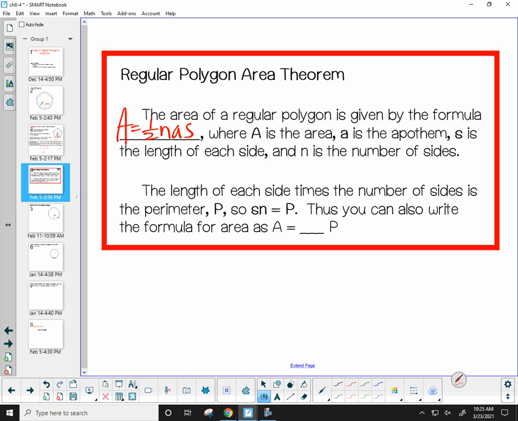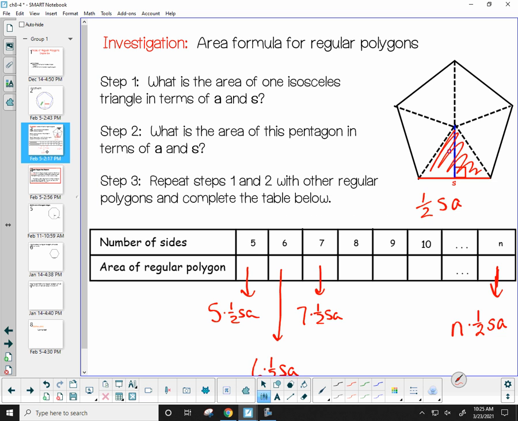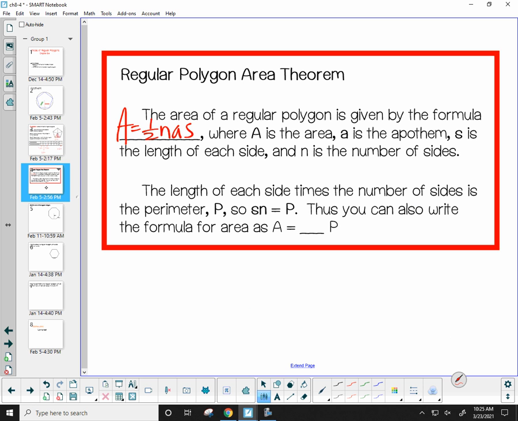Now, keep in mind, if I put N and S together, N is the number of sides and S is the side length, what would that tell me? N times S would actually give me the perimeter of the figure. So sometimes they write the area as area equals 1/2 AP. They just took the N times S and said that's equal to perimeter. Sometimes one formula is a little more handy than the other, and we're going to see that in a couple of examples. Any questions about the formula or what all the variables mean?